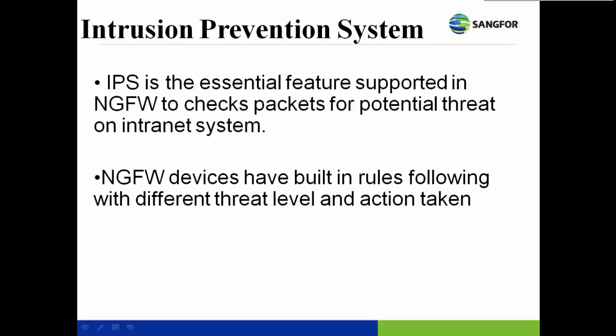Intrusion prevention system is the essential feature supported in the NG firewall to check packets for progressive threats on the intranet system. So the NG firewall has built-in rules following different threat levels and actions. Basically, it has three different levels, which are high, medium, and low. And the action will be either deny or allow.